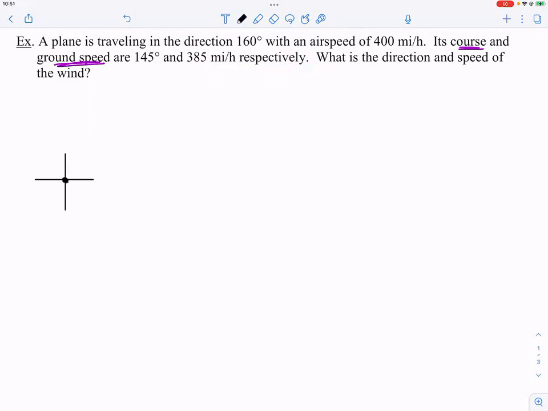Draw a big picture. This is where it starts. And you're going 160 degrees for 400 miles per hour. Oh, no, hold on. That's not 160. 160 is over here. That's 160 degrees. Okay, so label everything. 160 degrees, and that's 400 miles per hour.